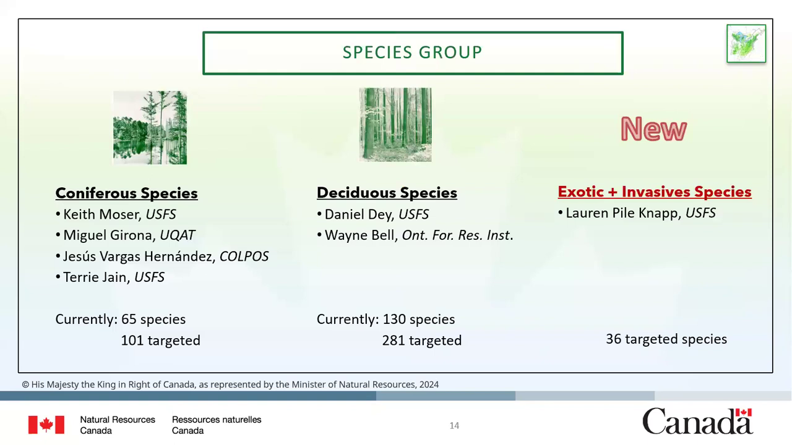Each species will be the subject of an independent chapter, which will fall under one of three categories of species group. A new category has been created for exotic and invasive species, which are becoming increasingly important across North America. We still need a representative from Canada to help coordinate the exotic and invasive species group, if you're interested. While the 1990 version covered 195 species, we are targeting 418 species with the US now.